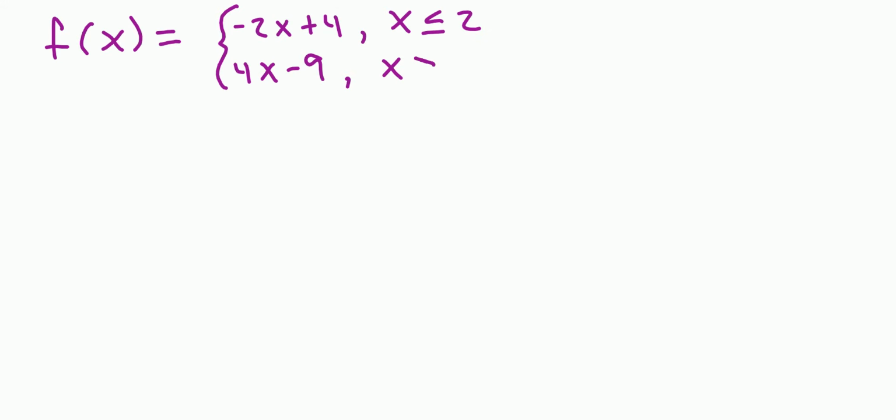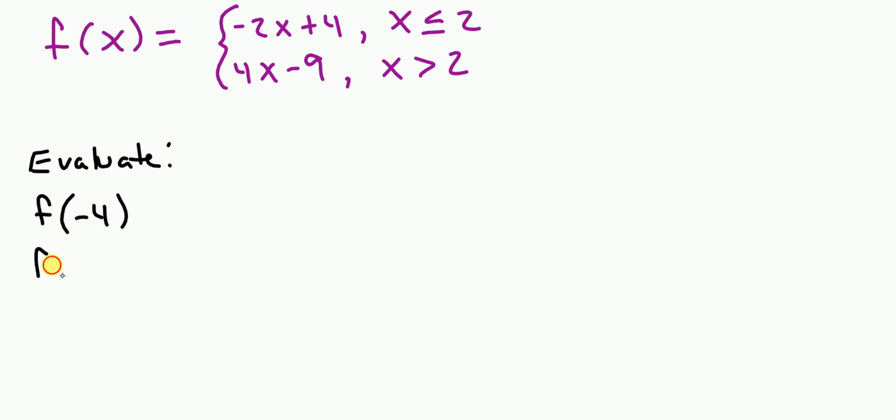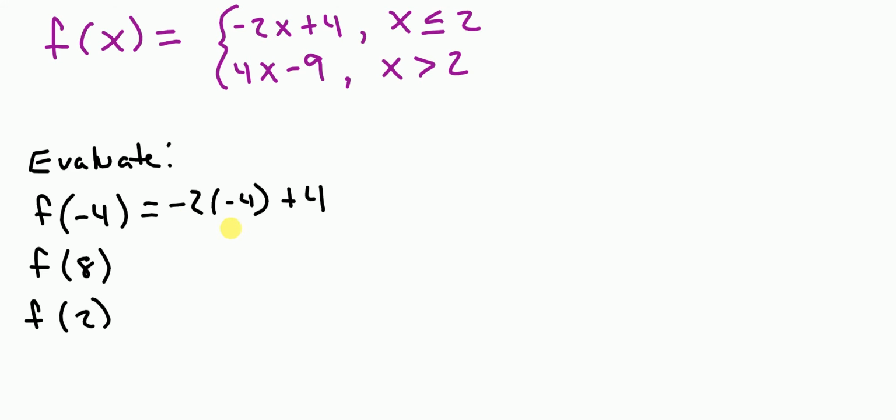Alrighty, so in this one we are evaluating f of negative 4, f of 8, and we'll evaluate f of 2. Okay, negative 4 is less than 2. So negative 2 times negative 4 is 8, plus 4.